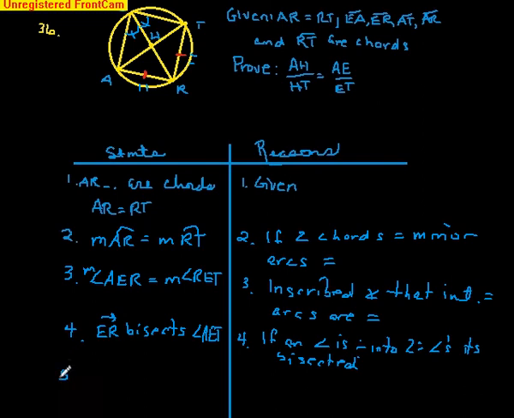And finally, this is the hard part because this is from chapter 10. It says if an angle is bisected, then its parts form a ratio. So here, do you remember that from lesson 10? I don't have it written down exactly what theorem or postulate or whatever it is. But we can say AH over HT equals AE over ET.